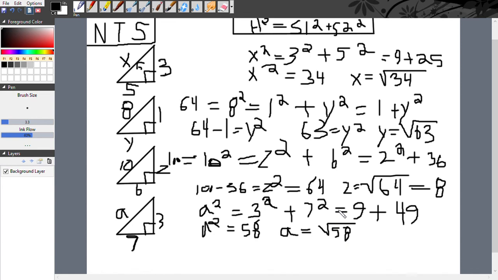So I hope you learned something from here today, like how to solve if one of the sides is not the hypotenuse.